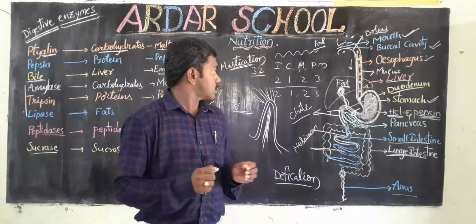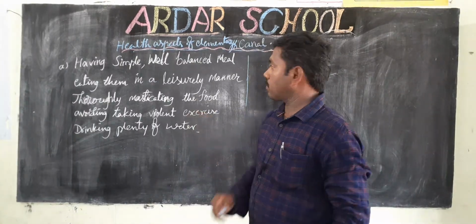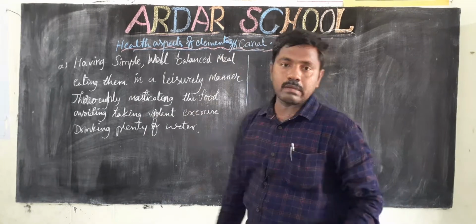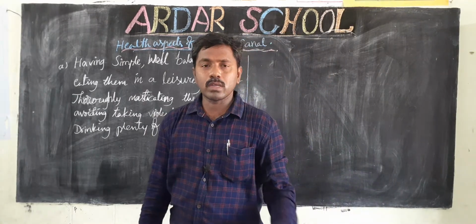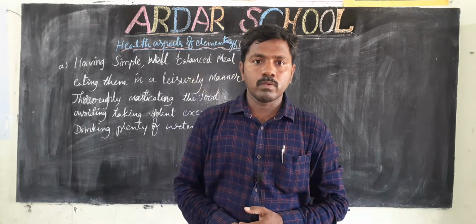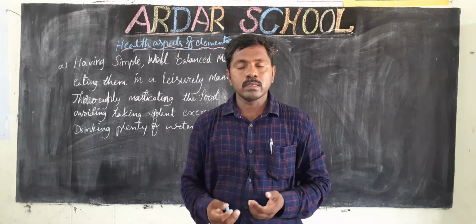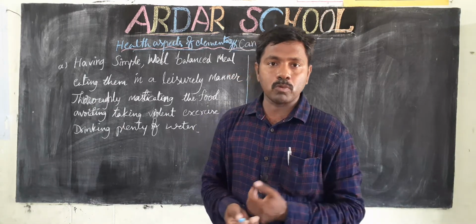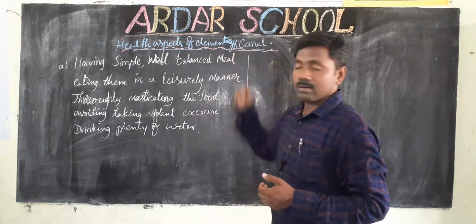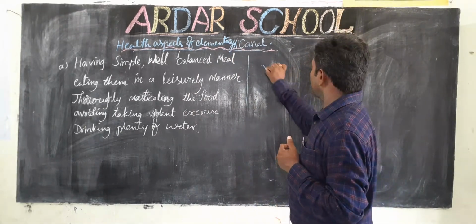Okay children. So next, hi children. Now we discuss the health aspects of the alimentary canal. What are the health aspects? When we are overeating, we cause some problems in the alimentary canal. So what are they? First one, vomiting.